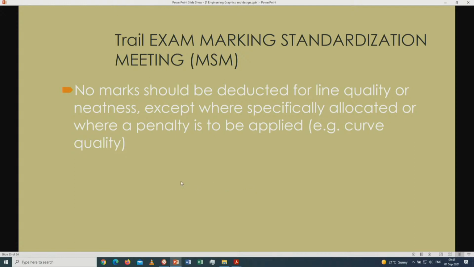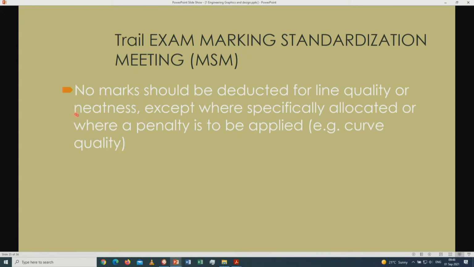All right. But now, if it's a curve quality, then of course the curve should not be feathered. In other words, it should not be drawn as 3, 4, 5, 6, 7 lines in the process. It also should be smooth going through the points. So that's basically what is pointed out to you in terms of neatness.